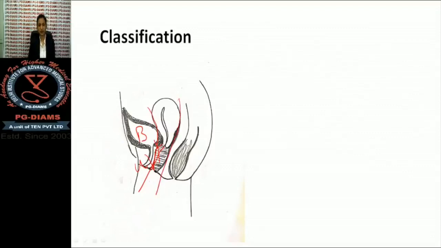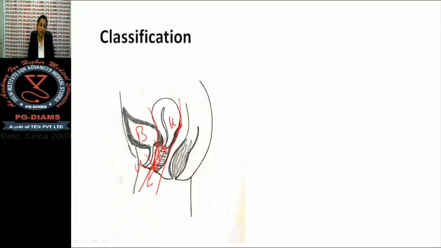Similarly, there is this middle compartment which will include prolapses of uterus, the cervix and vagina. This will descend down through the vagina. That's middle compartment or apical prolapse. And then there's posterior compartment prolapse.